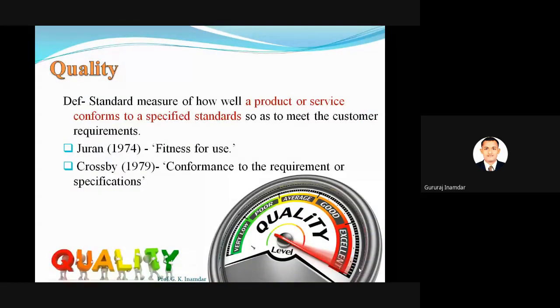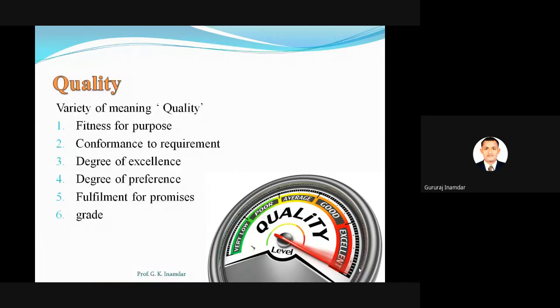So these are the definitions, different definitions are there. Our main target is to reach maximum quality, or whatever the fitness for use, or fitness for purpose also. Now quality has a variety of meanings. We say quality, but there are a lot of meanings, as per requirement. Is it right?